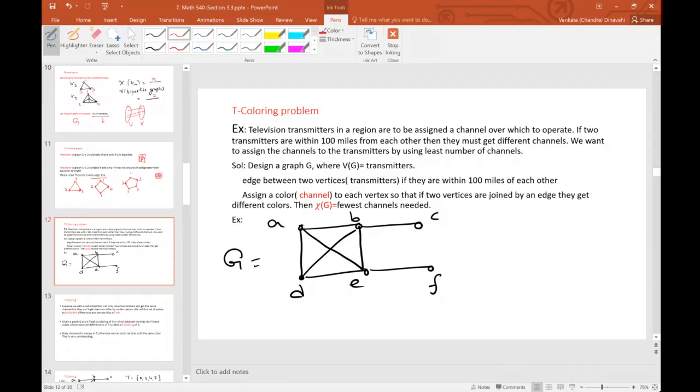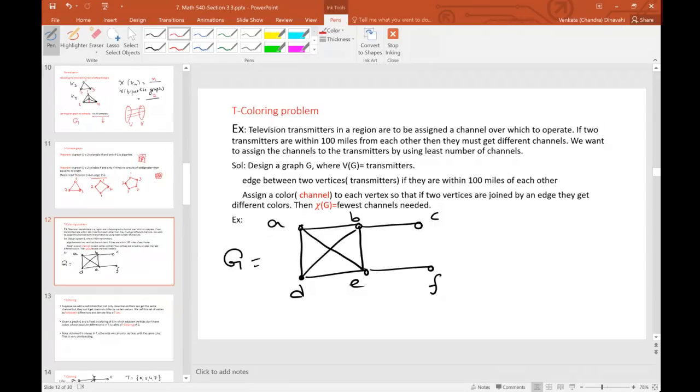So now you want to design a graph for this. I call each vertex one transmitter, and there is an edge between any two vertices if they're within 100 miles. That means A and F are more than 100 miles apart, so they both can come in the same channel because they are in different regions.